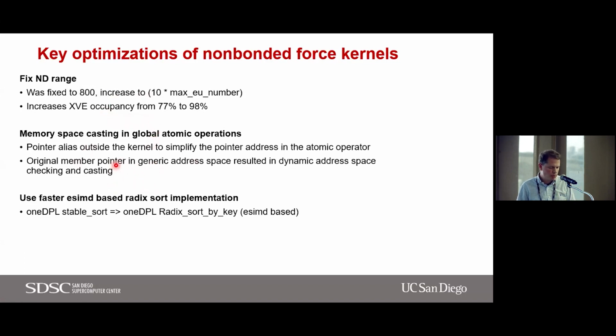We had to do some memory space casting, where we had inefficiencies in global atomic operations. Right now, we're just using a pointer alias outside of the kernel to simplify the pointer address and avoid dynamic address space checking and casting overhead. And then some other things, like using more efficient sorting algorithms and implementations, like eSIMD-based radix sort implementations.